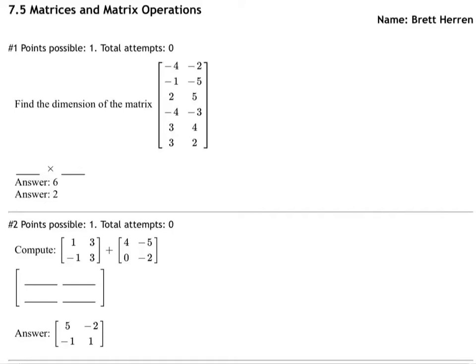Section 7.5, Matrices and Matrix Operations. So we're learning about matrices. What are matrices? Well, they're these big boxes with lots of numbers in them. Matrices were invented, I think, in the 1800s.